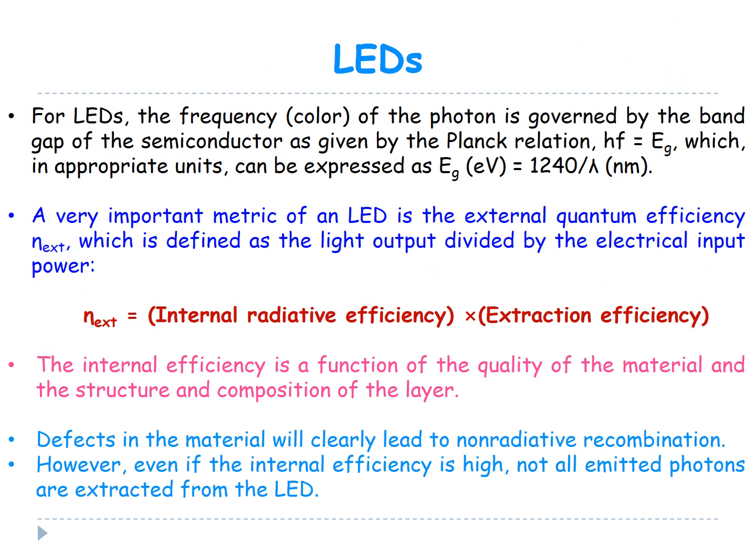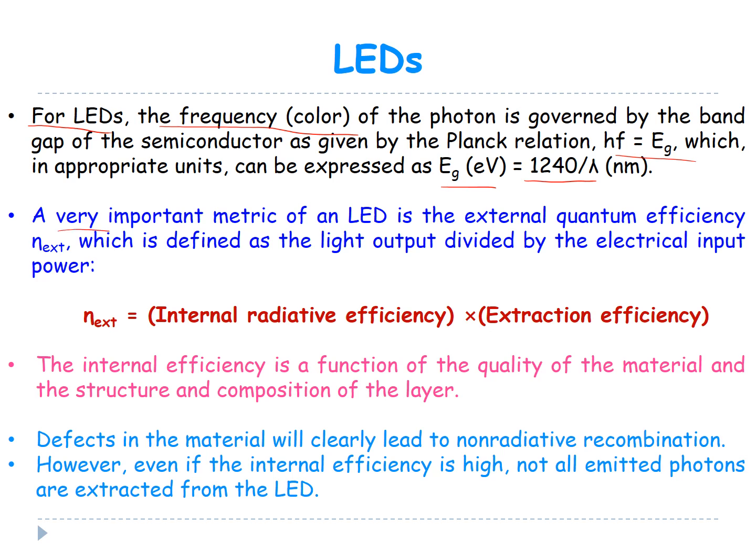Now, for light-emitting diodes, abbreviated as LEDs, the frequency or color of the photon is governed by the band gap of the semiconductor, as given by Planck's relation. So hf is equal to EG, which, in appropriate units, can be expressed as: EG, the band gap in electron volts, is simply 1240 divided by the wavelength of the light in nanometers.